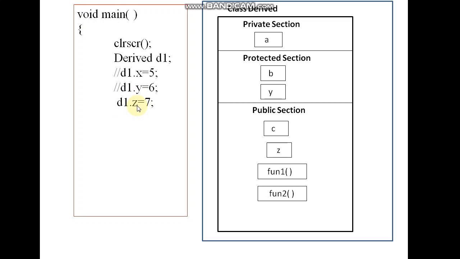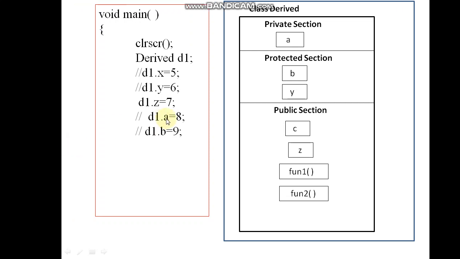z is a public member. a is a private member in the derived class which cannot be initialized. b is a protected member of the derived class which cannot be used in the main function. c is a public member. function1 is a member function, a public member function. function2 is public, end of function. I hope the protected visibility mode is clear to you all.